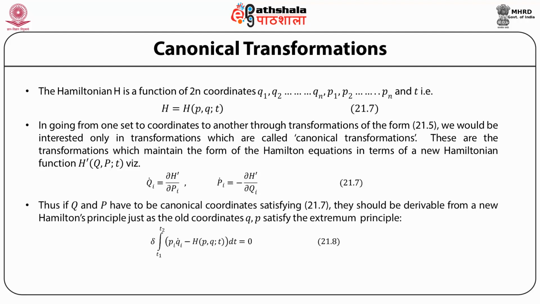Thus, if capital Q and capital P have to be canonical coordinates satisfying Hamilton's equations, they should be derivable from a new Hamilton's principle, just as the old coordinates q and p satisfy an extremum principle, namely delta of the integral from t1 to t2 of sigma pi qi dot minus H dt is equal to 0. So the new coordinates and momenta, and the equations of motion, should be derivable from a similar extremum principle for the new Hamiltonian H prime.